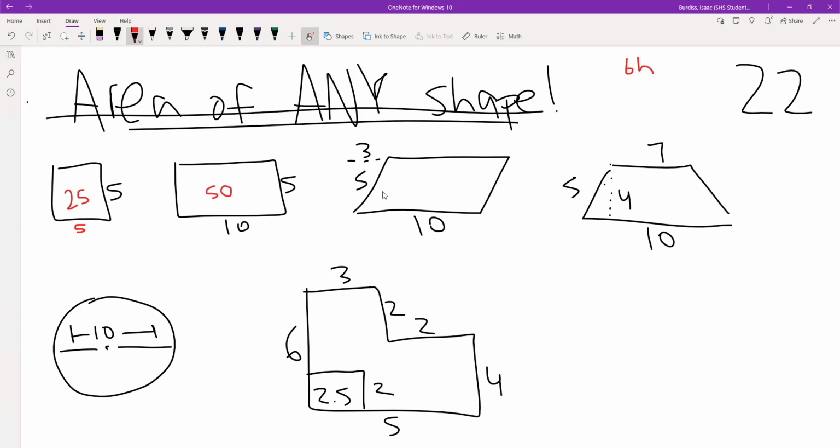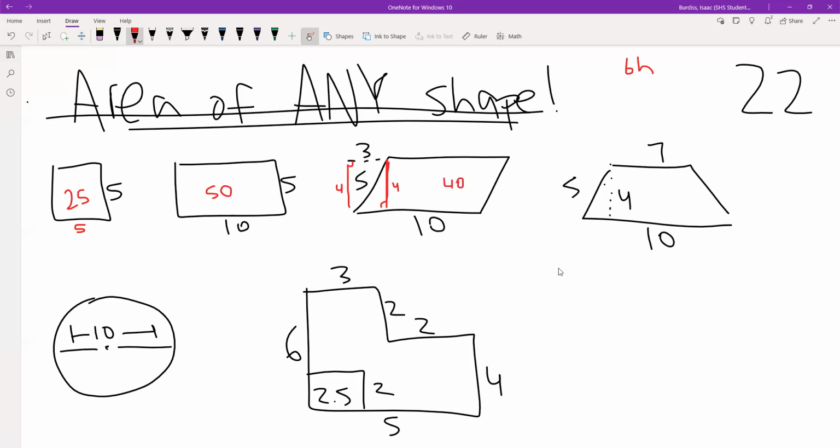What about this thing? Well, you might think 50 again, but the height is not 5. The height is this. So how do we find that? Well, we see 3 here. So this is 4. If we know the 3, 4, 5 triangle, we could find that using the Pythagorean theorem. But that would also mean that this is 4. So 4 times 10 is 40.